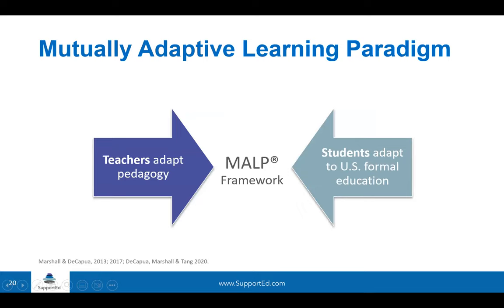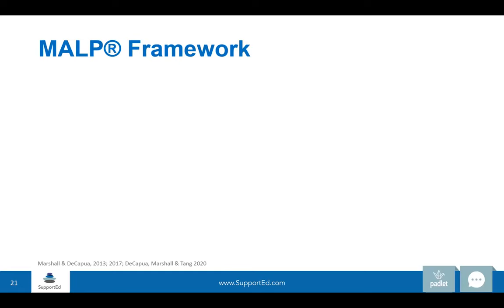And that's where the mutually adaptive learning paradigm comes from, or MALP. The underlying premise of this framework is that mutual adaptation. Educators are adapting their pedagogy as SLIFE are adapting to formal education in the United States and new ways of learning and thinking. So that adaptation by both parties is necessary for SLIFE to succeed in US schools. So we're gonna take a closer look at the framework.